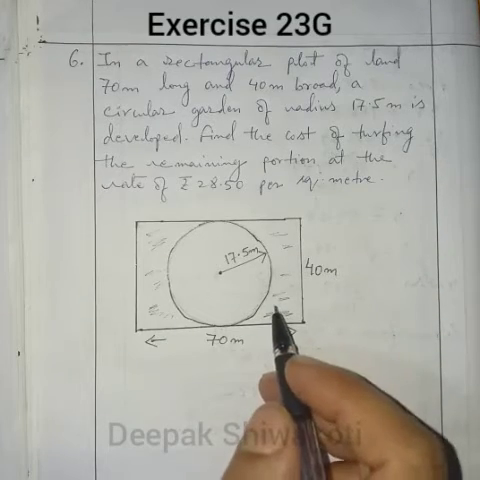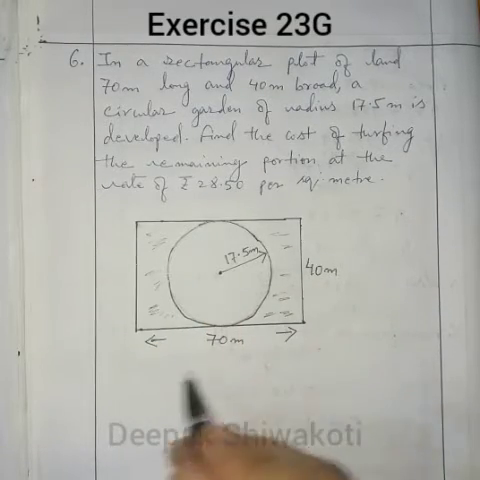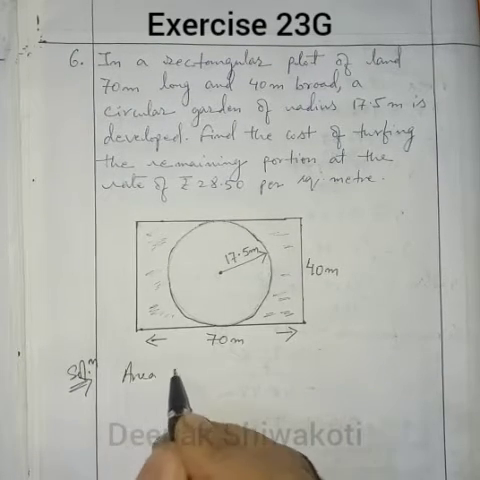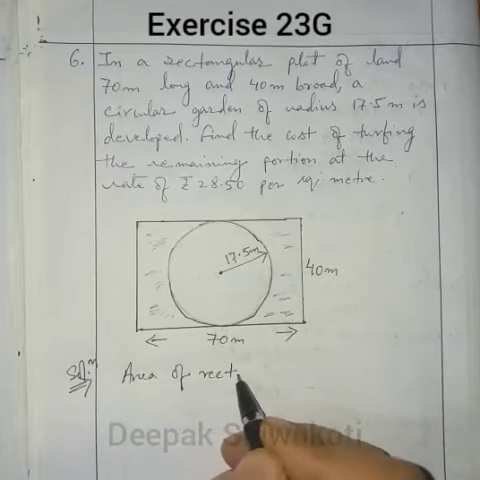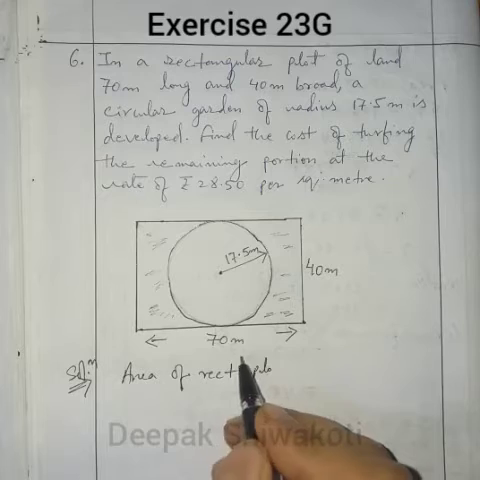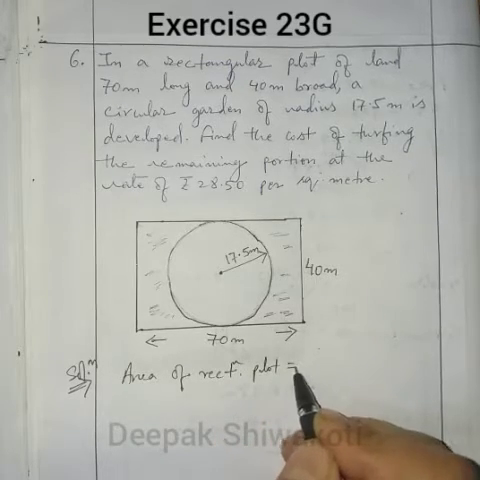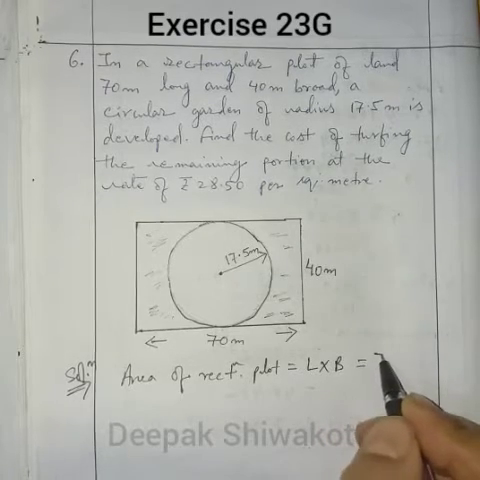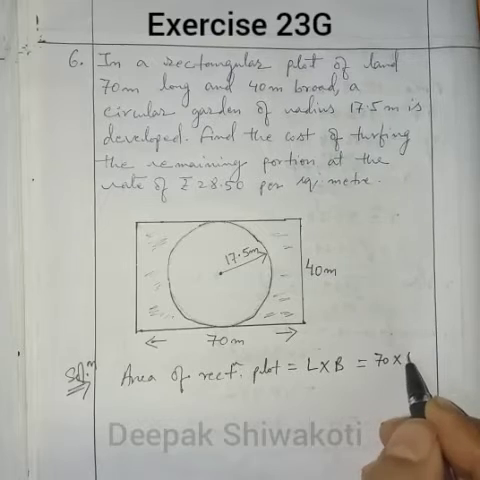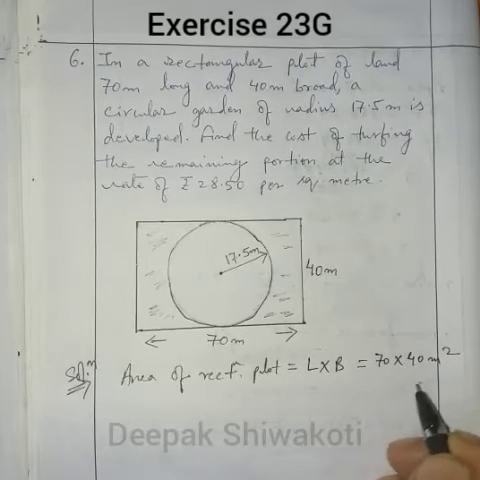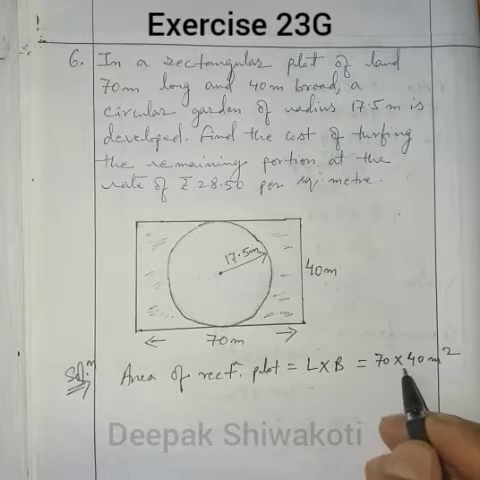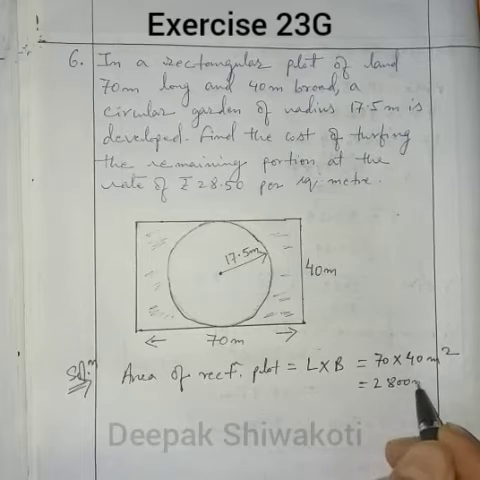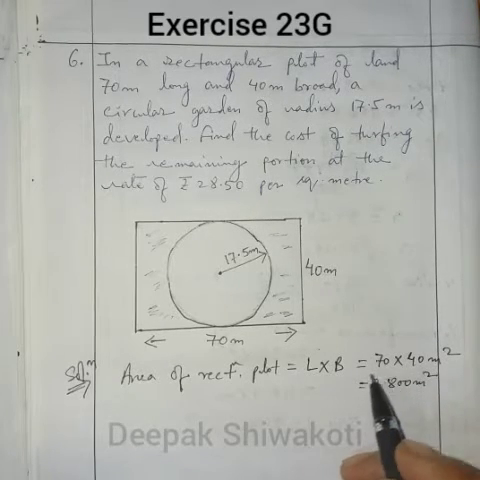So here first we have to find the area of this rectangle. Solution: area of rectangular plot will be equal to length into breadth. Length is given as 70 meter and breadth is given as 40 meter. So area will be 70 into 40, which is 2800 meter square, the area of the rectangular plot.